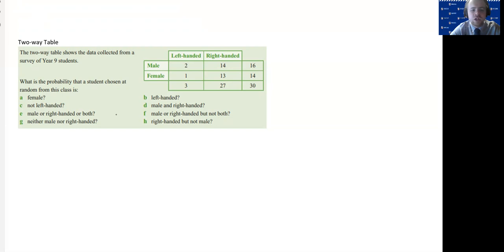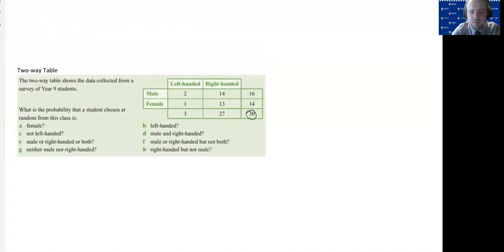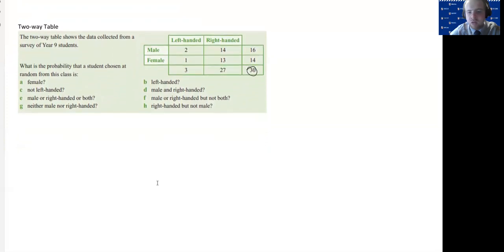What is the probability that a student chosen at random from this class? So what we need to do, again, we need to work out what the total number is when we're doing probabilities. So we look at this bottom right-hand thing here. That's all of the categories added together, which adds up to 30. So you can see if you add the male plus the female, you get 16 plus 14, which is 30. If we add the left-handed and right-handed, that also adds to 30. We don't have 60 people because we're measuring those 2 categories at once. So we have 30 people in total. Okay, so what's the probability that a random person chosen from the class is female?